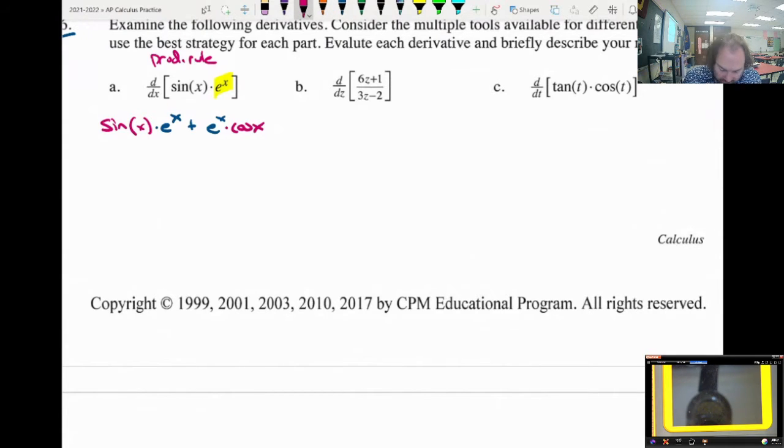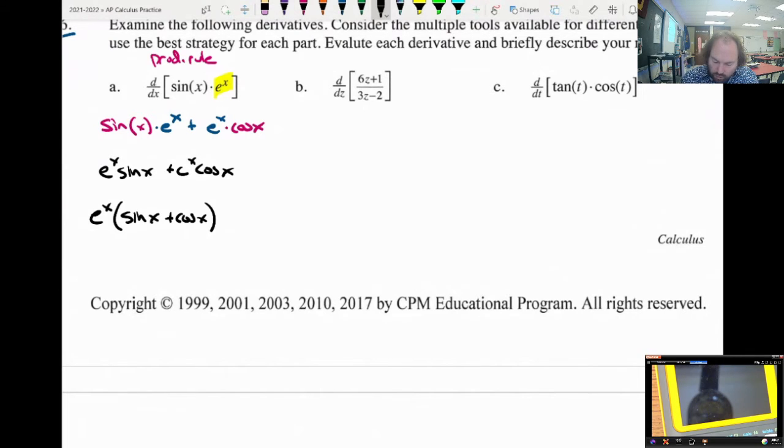And so, honestly, this is pretty much done. e to the x sine x plus e to the x cosine x. If you want to be real fancy, you could factor e to the x out. But any one of these answers is acceptable for part A. For part B, we've got a quotient rule.